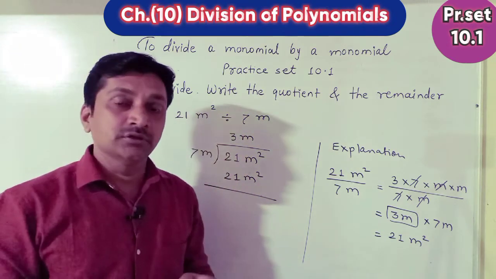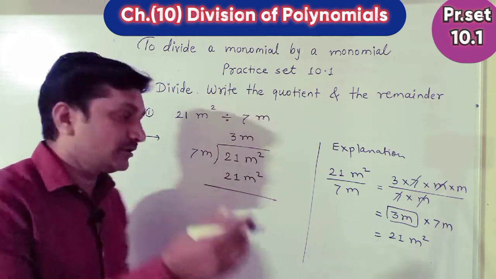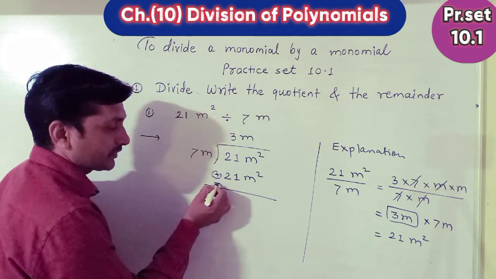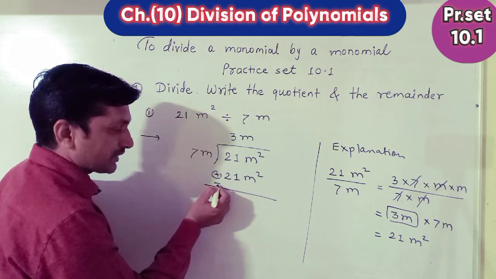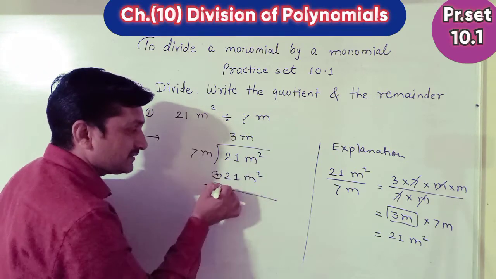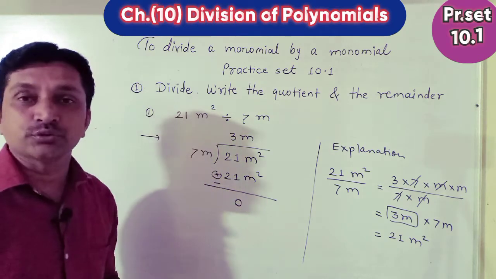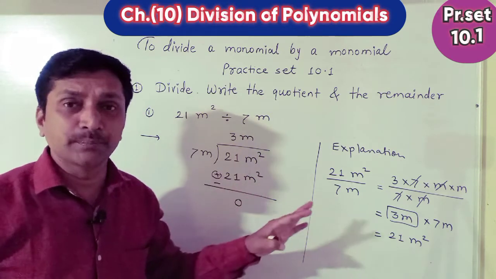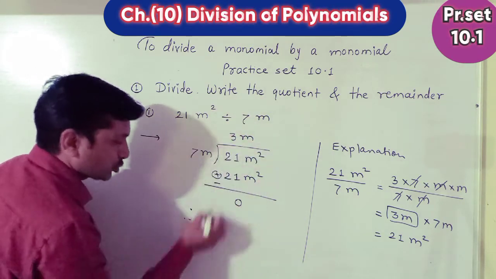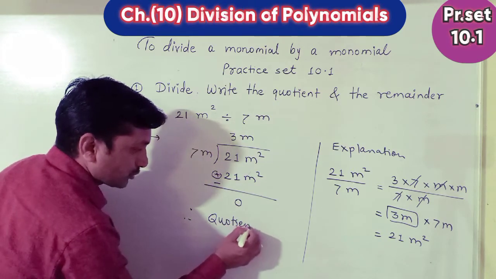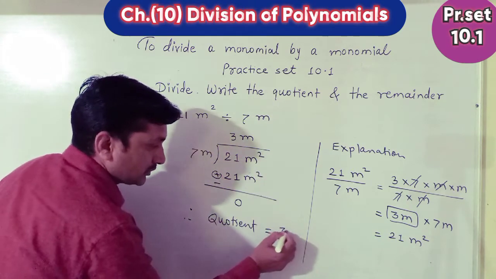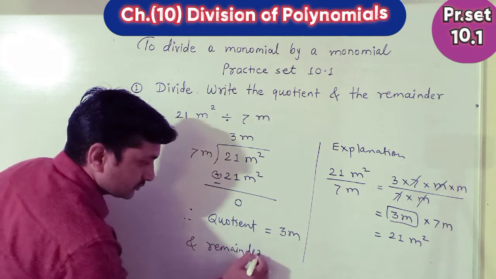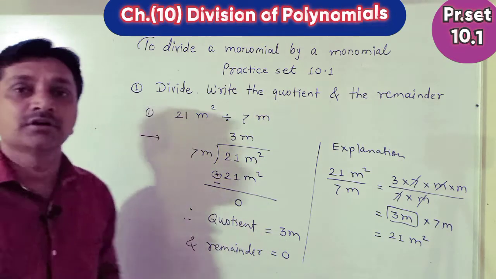When we do subtraction, we have to change the sign of the second term, means this term. Here is plus, we have to change it into minus, means take the opposite of this. Now here is plus 21m square, new sign is minus 21m square, plus minus cancel, its value we get 0, and therefore the example is over. When we get remainder 0, then the example or division is completed. Therefore this is the quotient. We have to write quotient and remainder also. Quotient is 3m, and remainder is 0. In this way, this division is completed.